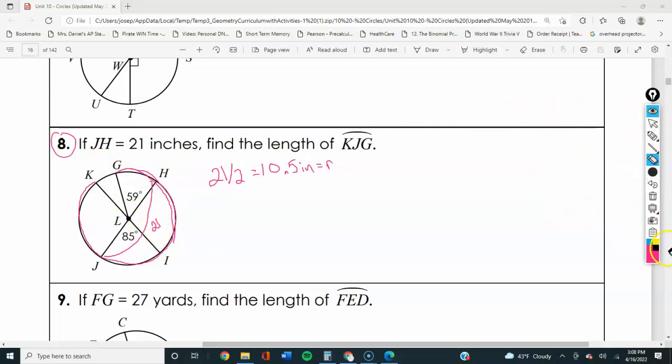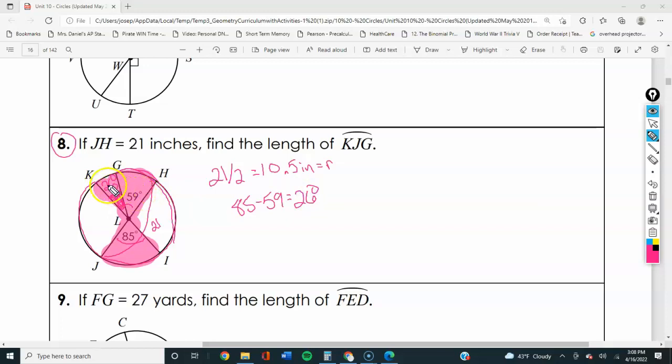So when I look at this, what do I know about this section and this section? Well, they make up what? What's that called? Vertical angles. So I know these two are congruent, right? Now, if those two are congruent, I can find this little piece right here, the angle of it, by taking 59 and subtracting it from 85. When I do that, I get 26. So this piece right here is 26 degrees.